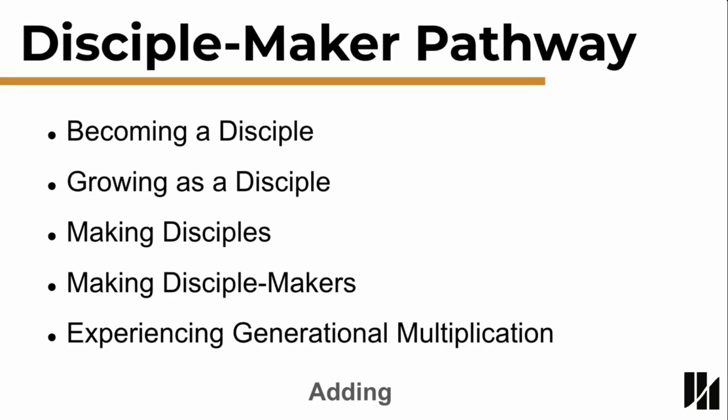Step one, becoming a disciple. All the things that we do to reach pre-disciples and help them become disciples. Those disciples need to be growing as disciples. They need to be making other disciples. The subtle but significant shift in thinking is not just making disciples, but making disciple makers. That's where that generational piece comes in.